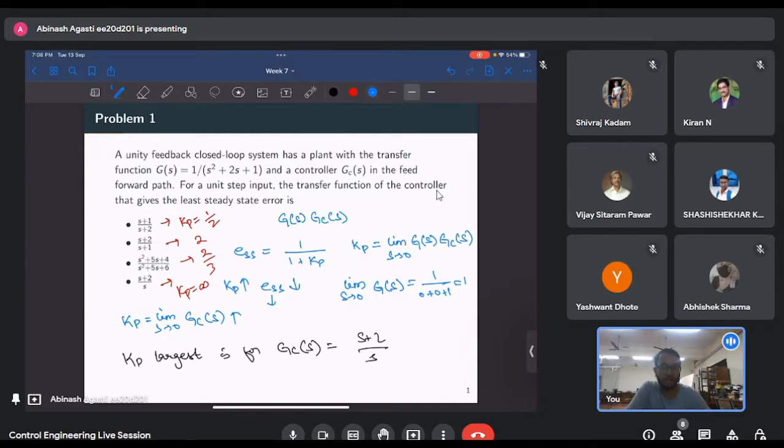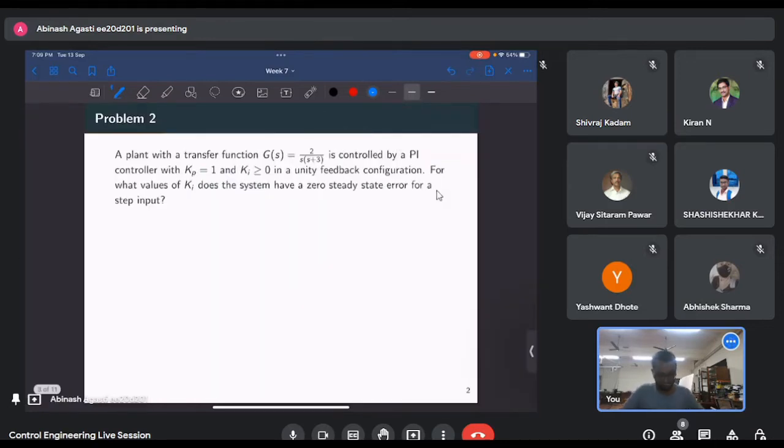So if I wanted to design a controller in the feed forward path with just the requirement that I have 4 possible options of controller designed for me, and I want to find the one that will give me the least steady state error, I can find whichever has the highest position error constant, and then just use that controller for my system. Is this clear? Whatever we did here? Yes, sir. Okay. So we'll move on to the next question.